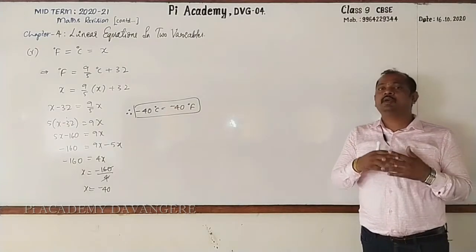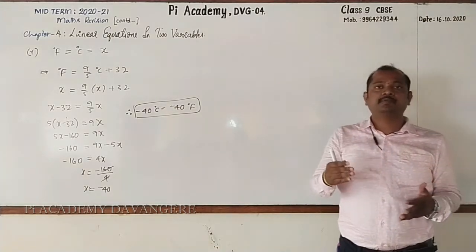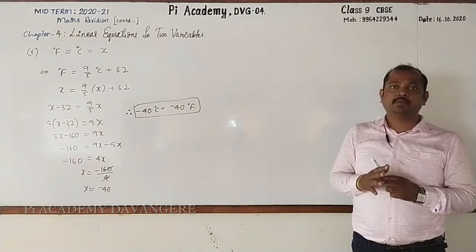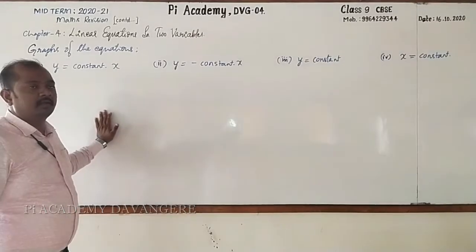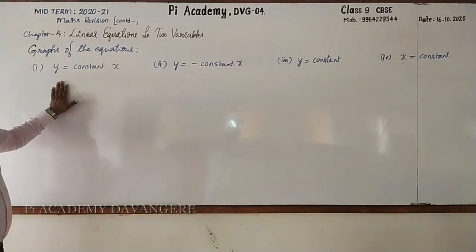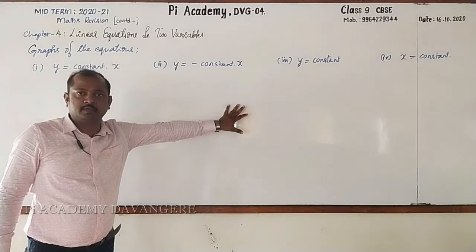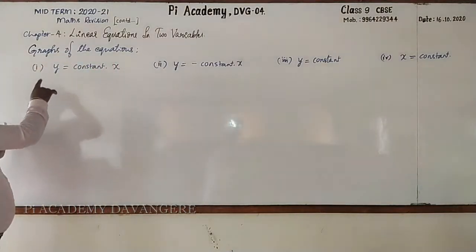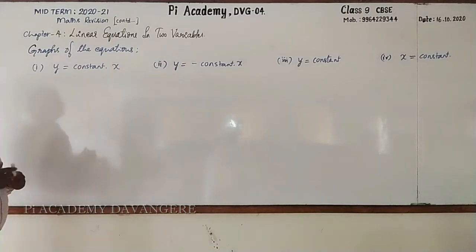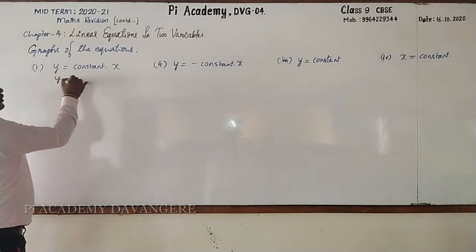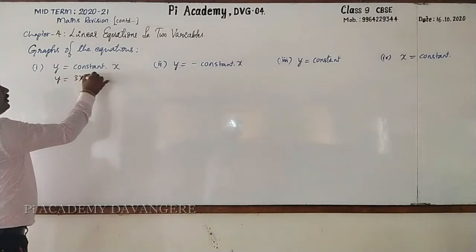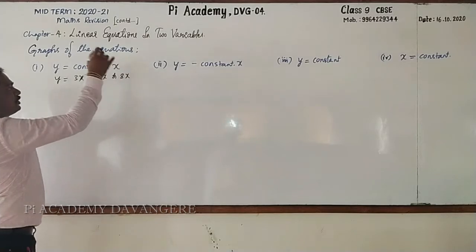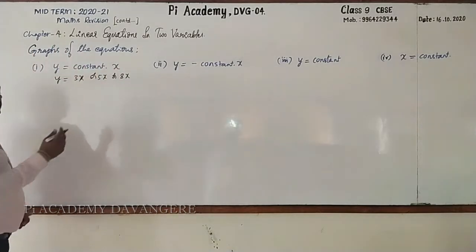Next, now we are moving to the particular graph for some different equations. Let's go for writing them. Dear students, observe. Here we have 4 different types of equations. For these equations, we have to draw the graph. First one is y equal to constant into x. It may be y equal to 3x, maybe 5x, 7x, or 8x, and so on. Anyone may be.